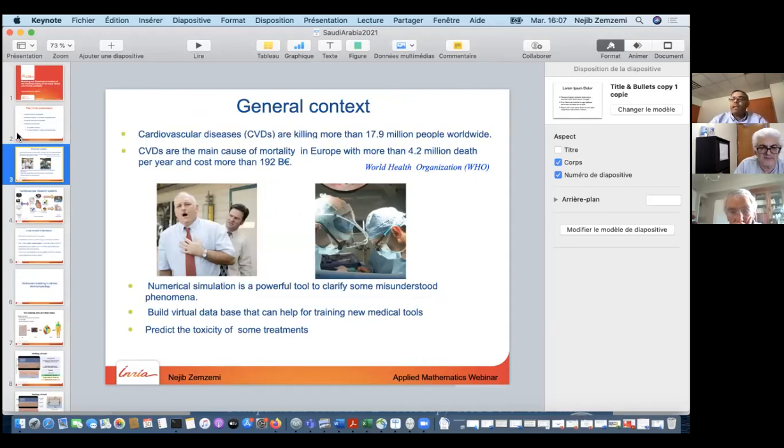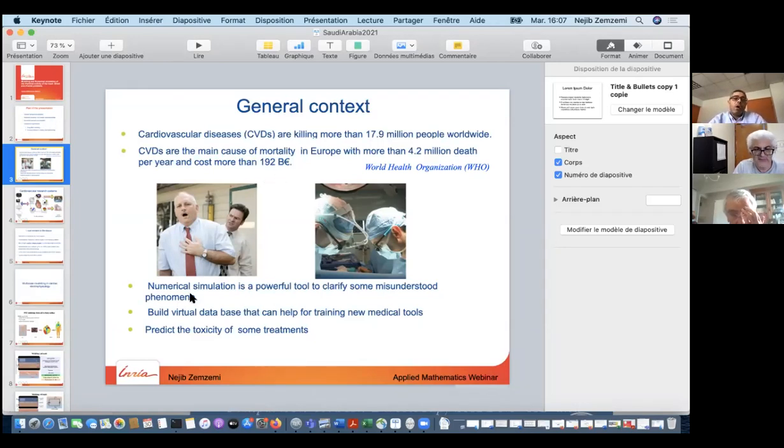So the general context: cardiovascular diseases are the most widely killing of people worldwide. Almost 18 million people worldwide die because of cardiovascular diseases. They are also in Europe the main cause of mortality, with 4.2 million deaths each year, and they cost a lot of money to the security systems. This is the World Health Organization statistic. They cost 192 billion per year.